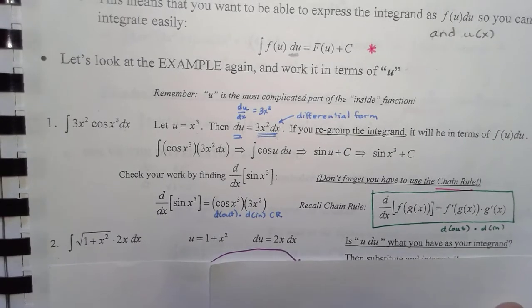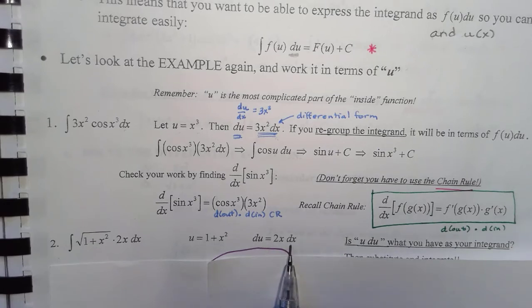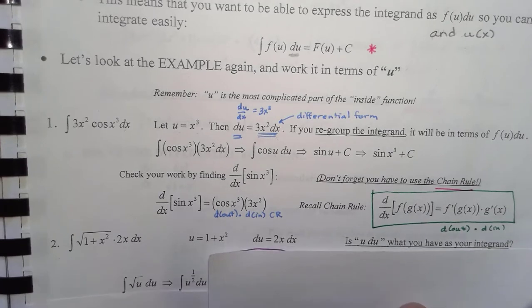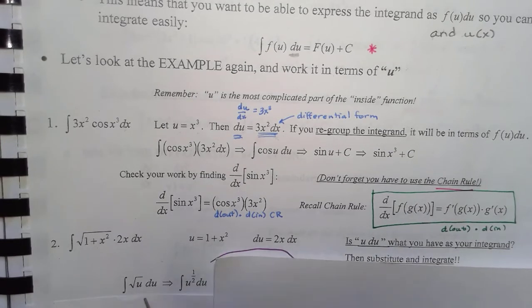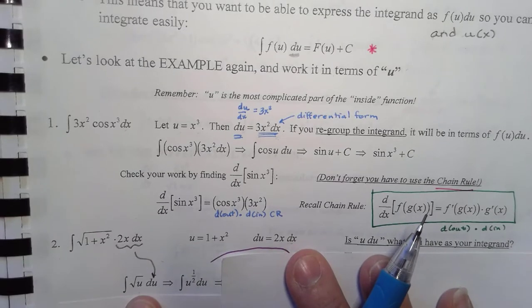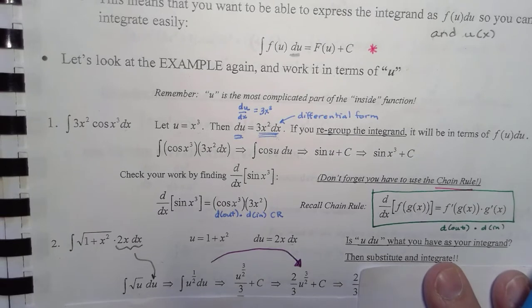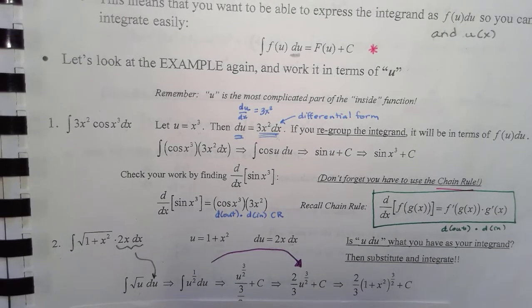All right, let's try the next problem. We can see that the most complicated part needs to be this inside piece of 1 plus x squared. While we're here, let's go ahead and find du, writing it in differential form. And now we're going to do a substitution. This is the square root of u and 2x dx. I have everything that I need for du, so I can substitute 2x dx right there for du. And we can rewrite our square root as u to the 1/2, anti-differentiate, and then of course we want to clean that up and substitute back in our original function.